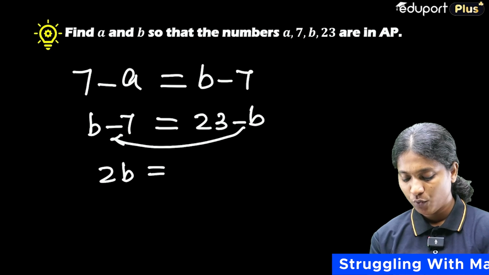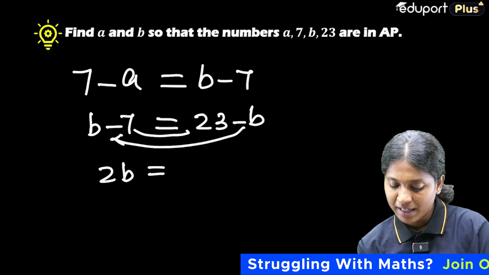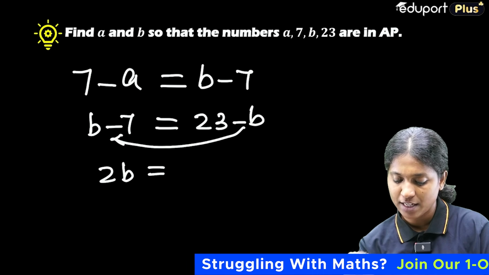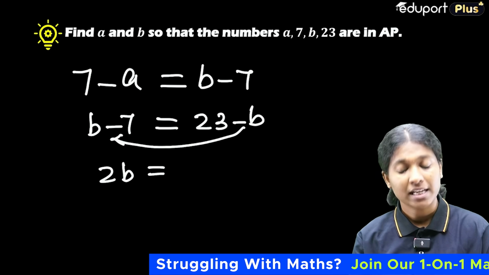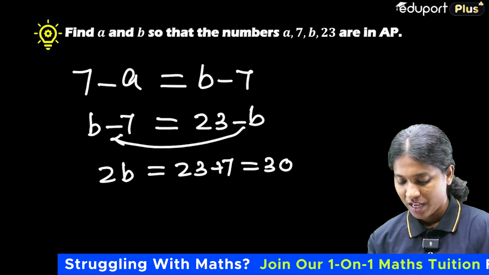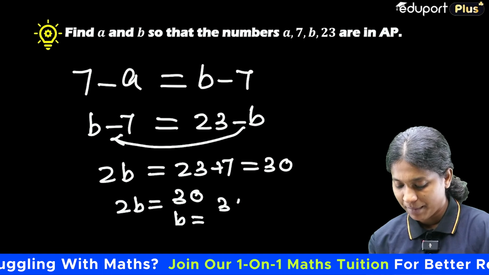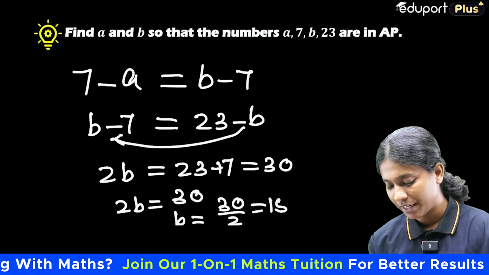Okay, 2B equal to what will be gone, what will be transposed into the RHS. Minus 7 being transposed here will be plus 7. So 23 plus 7 equal to 30. So 2B equal to 30, so B is equal to 30 by 2 equal to 15.